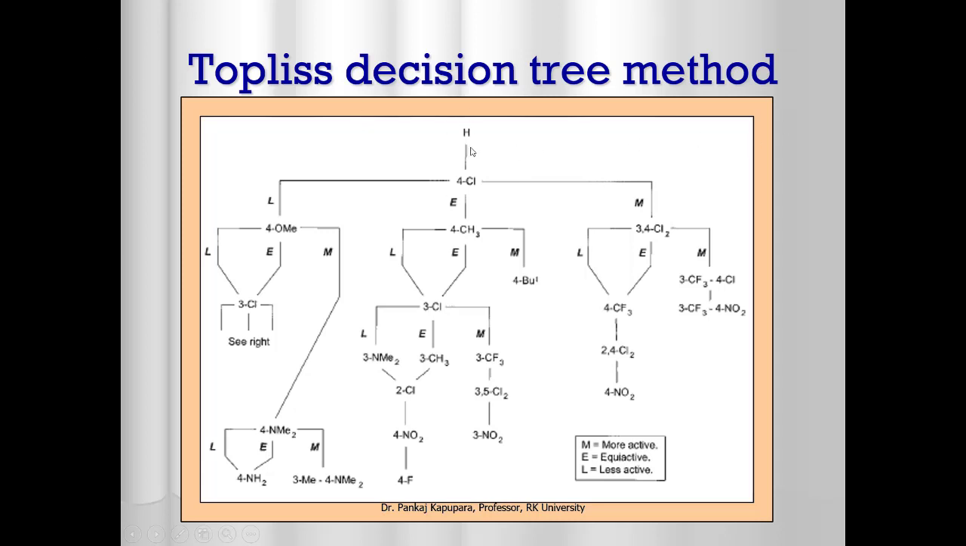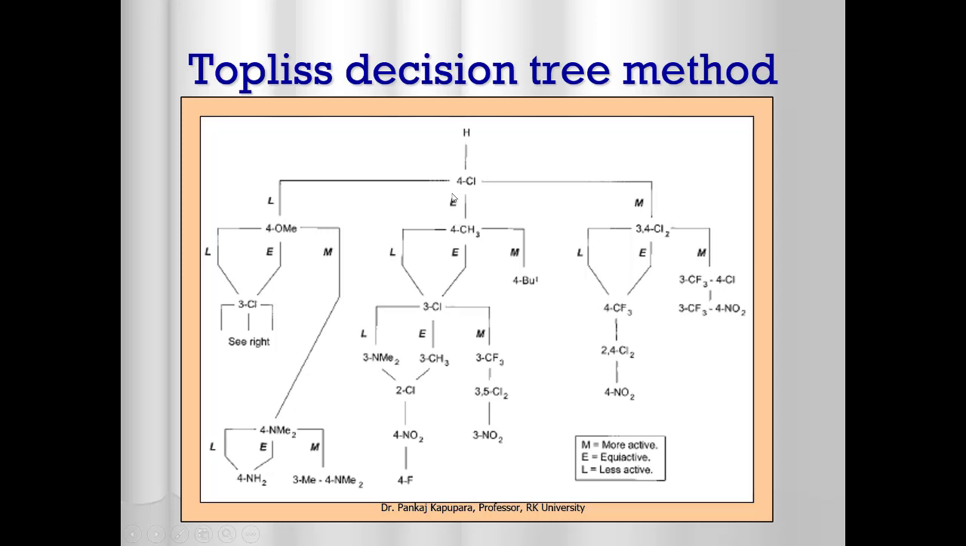So what is to be done? First, there is no substituent on the aromatic ring, and then 4-chloro is to be added. Then compare the biological activity of the hydrogen substituent and the 4-chloro substituent. If the biological activity of the 4-chloro is less, then move this way. If the biological activity is equivalent, then move this way. If the biological activity of the 4-chloro is more than hydrogen, then move this way. That is L, E and M. L is less active, M is more active, and E is equiactive.